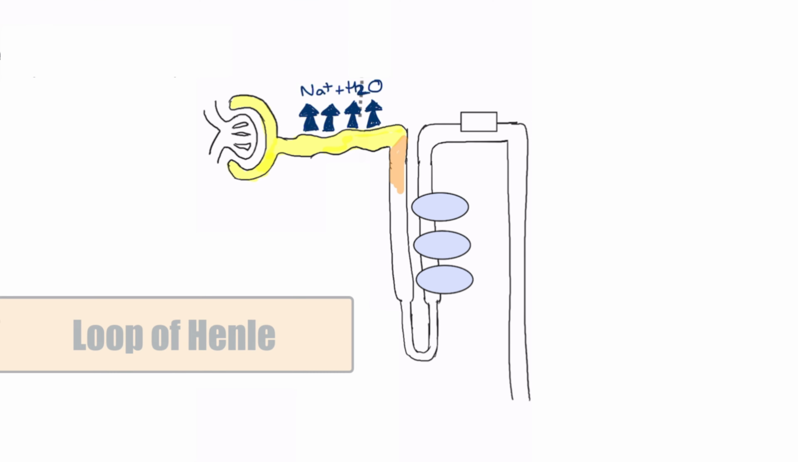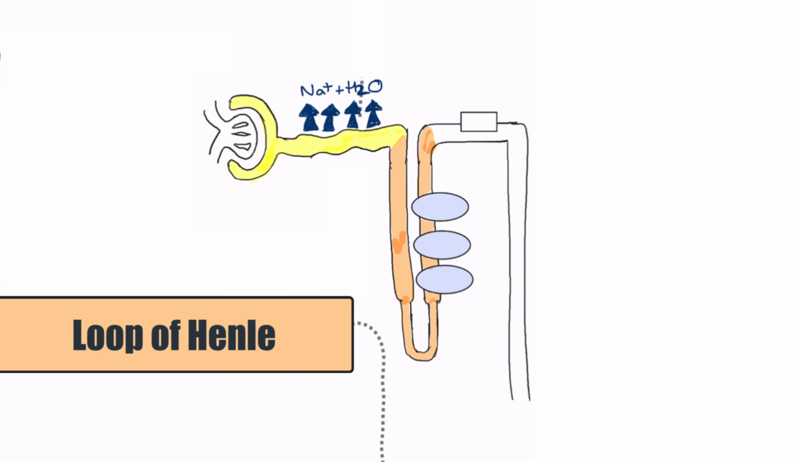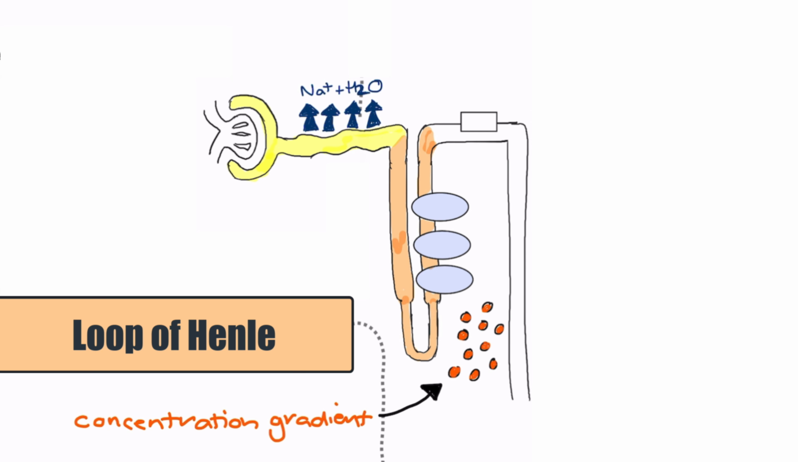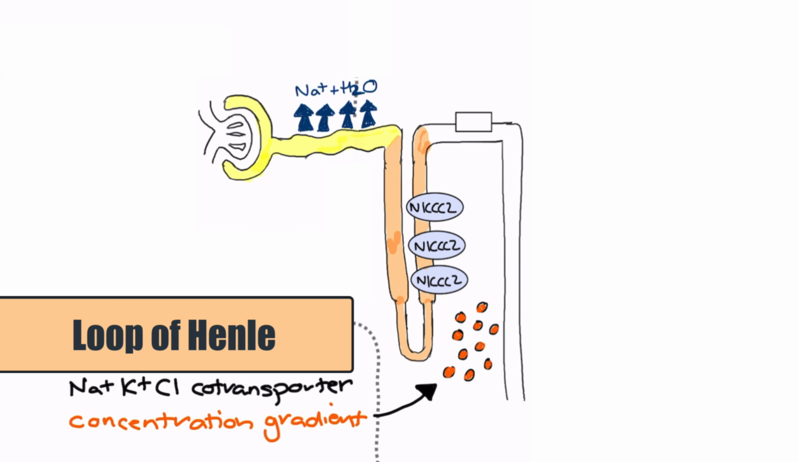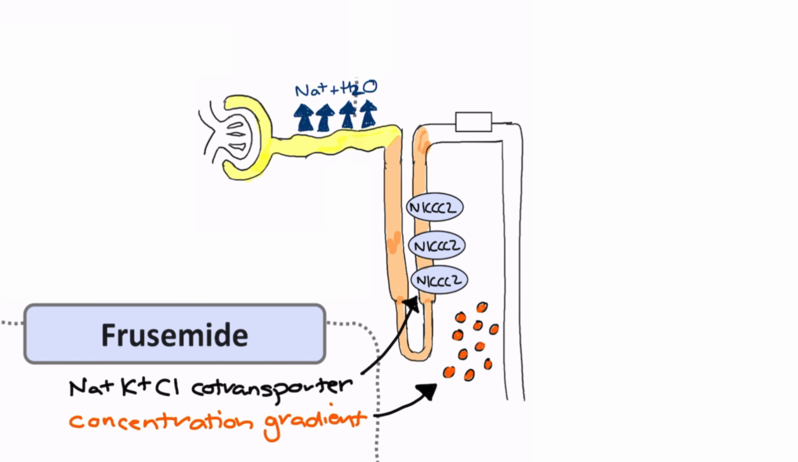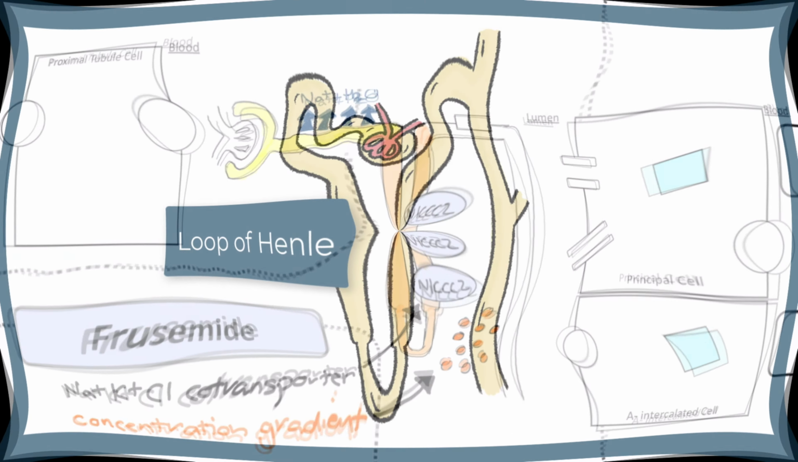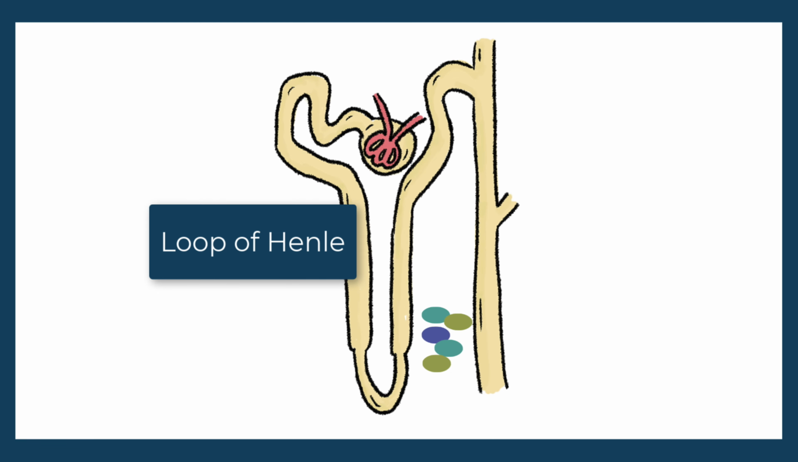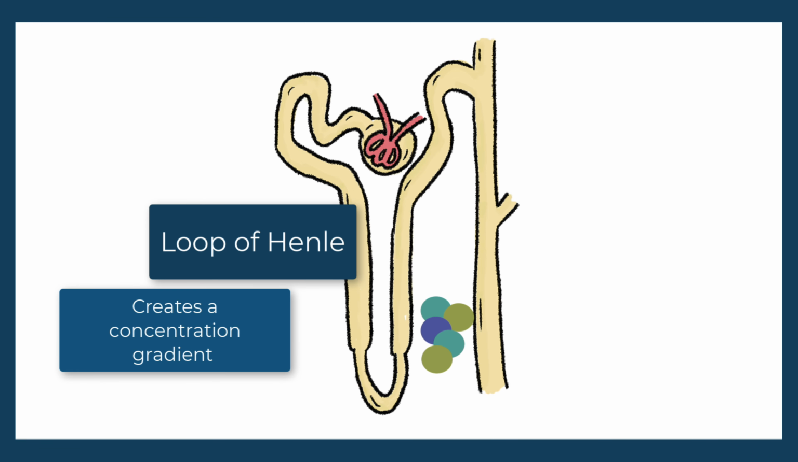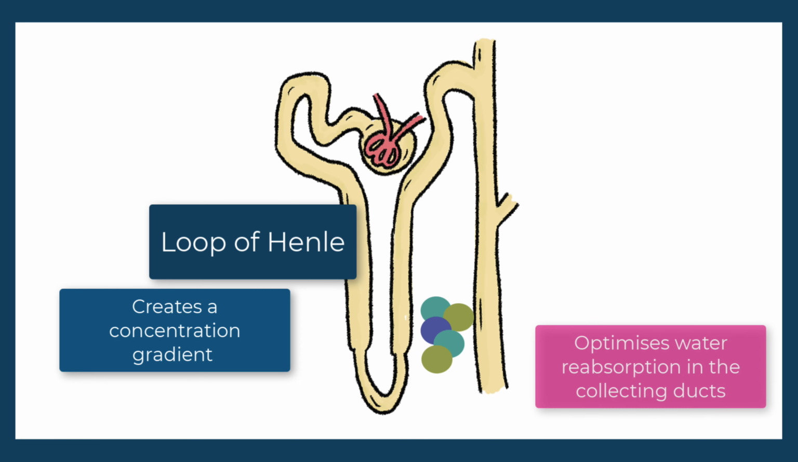Then we have the loop of Henle. This uses sodium and other solutes to create a concentration gradient via the NKCC2 channel, or sodium potassium chloride cotransporter. And this is the channel that is blocked by loop diuretics like Frusemide. So the idea here is the loop of Henle is putting all these solutes into the interstitium in order to create a concentration gradient that later the collecting duct will use, right?